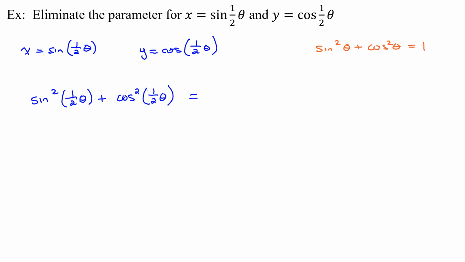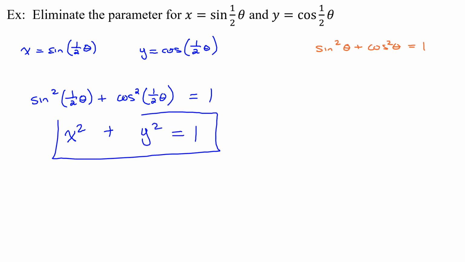If I square it, this has to be 1. But sine squared of 1/2 theta is actually the same thing as x squared. I'm just squaring sine 1/2 theta, which is x. And cosine squared of 1/2 theta is actually y squared, which equals 1. I have eliminated the parameter, and this, you might remember, is the standard form of an equation of a circle with a center at 0, 0 and a radius of 1, which is actually what our graph was showing us on the previous slide.